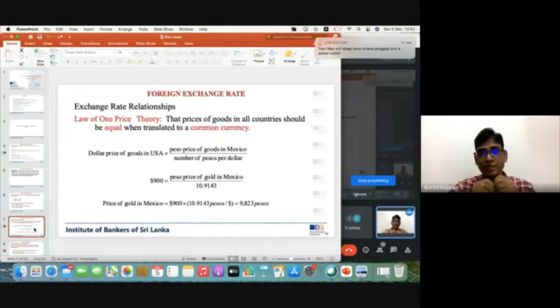Take Sri Lanka, maybe 400 rupees a burger. Then you convert, let's assume a dollar is 200 rupees, so then $2. A burger in Sri Lanka is $2. Similarly, if you go to the US, you should be able to buy the burger for $2, anywhere in the country. So the law of one price says, if you convert the price of a good into a common currency, everywhere that should be one price, or equal price. Based on that, you would be able to find the exchange rate.